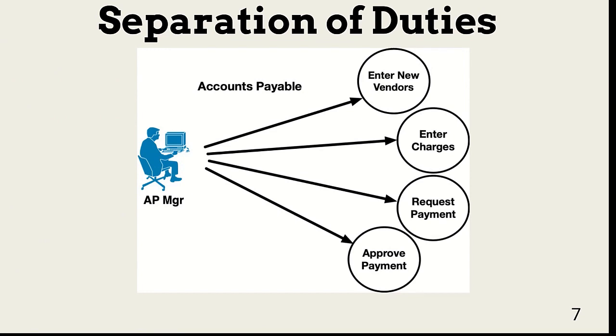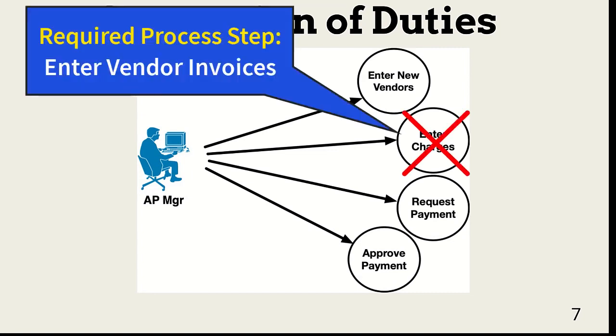Separation of duties can take two forms when using keys. In the first, the person with access to the key does not also have access to the data. A second form can be used alone or with the first. It's the prevention of any one person from performing all required tasks for a business function. In this example, we prohibit the AP manager from creating vendor invoices.